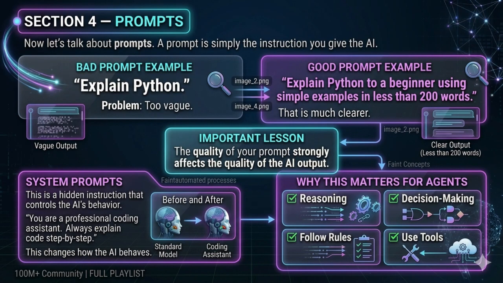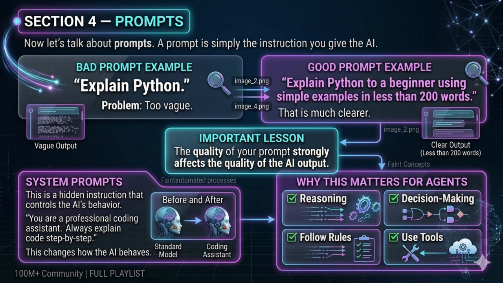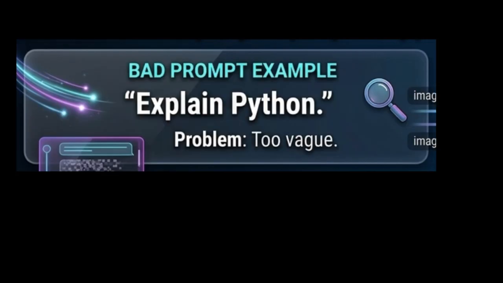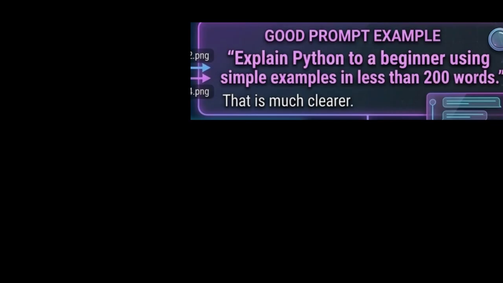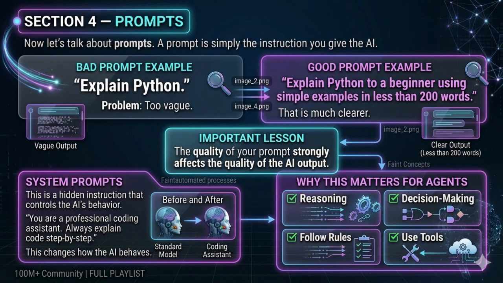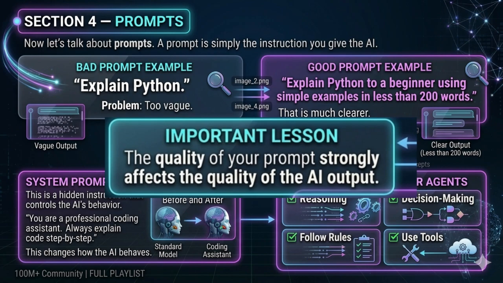Now let's talk about prompts. A prompt is simply the instruction you give the AI. Let's say a bad prompt example. Explain Python. The problem is it's too vague. Let's see a good example of a prompt. Explain Python to a beginner using simple examples in less than 200 words. This is much clearer. Important lesson. The quality of your prompt strongly affects the quality of the AI output.